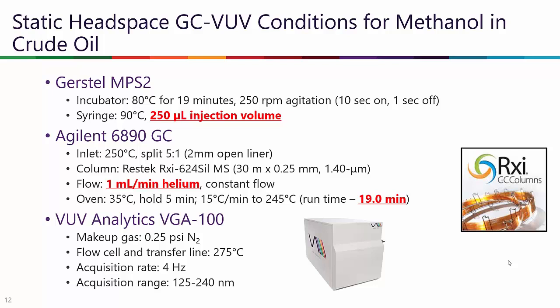For the VGA 100 conditions, they're fairly straightforward. For the flow cell and transfer line, we kept them at 275 degrees Celsius, and we had an acquisition rate of 4 Hertz with an acquisition range of 125 to 240 nanometers.